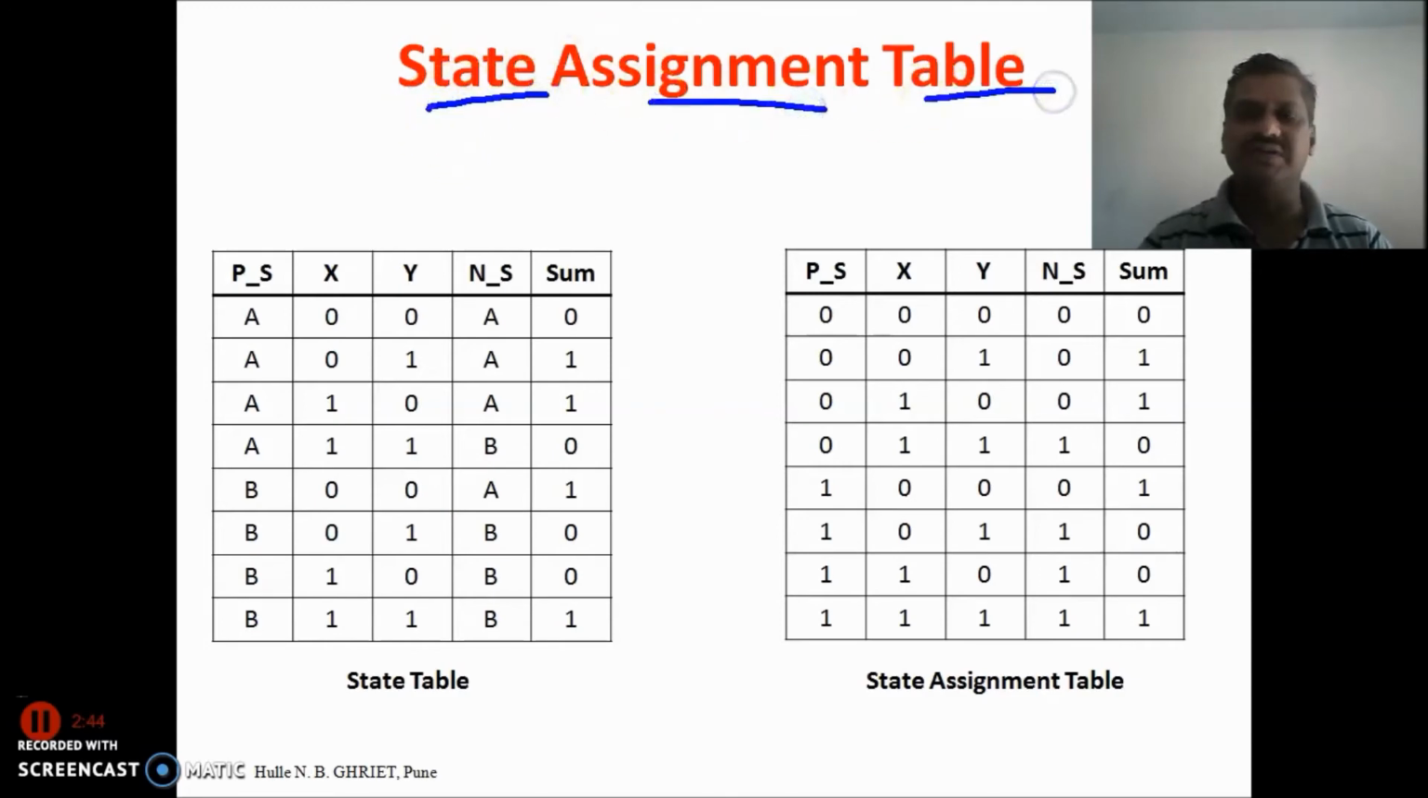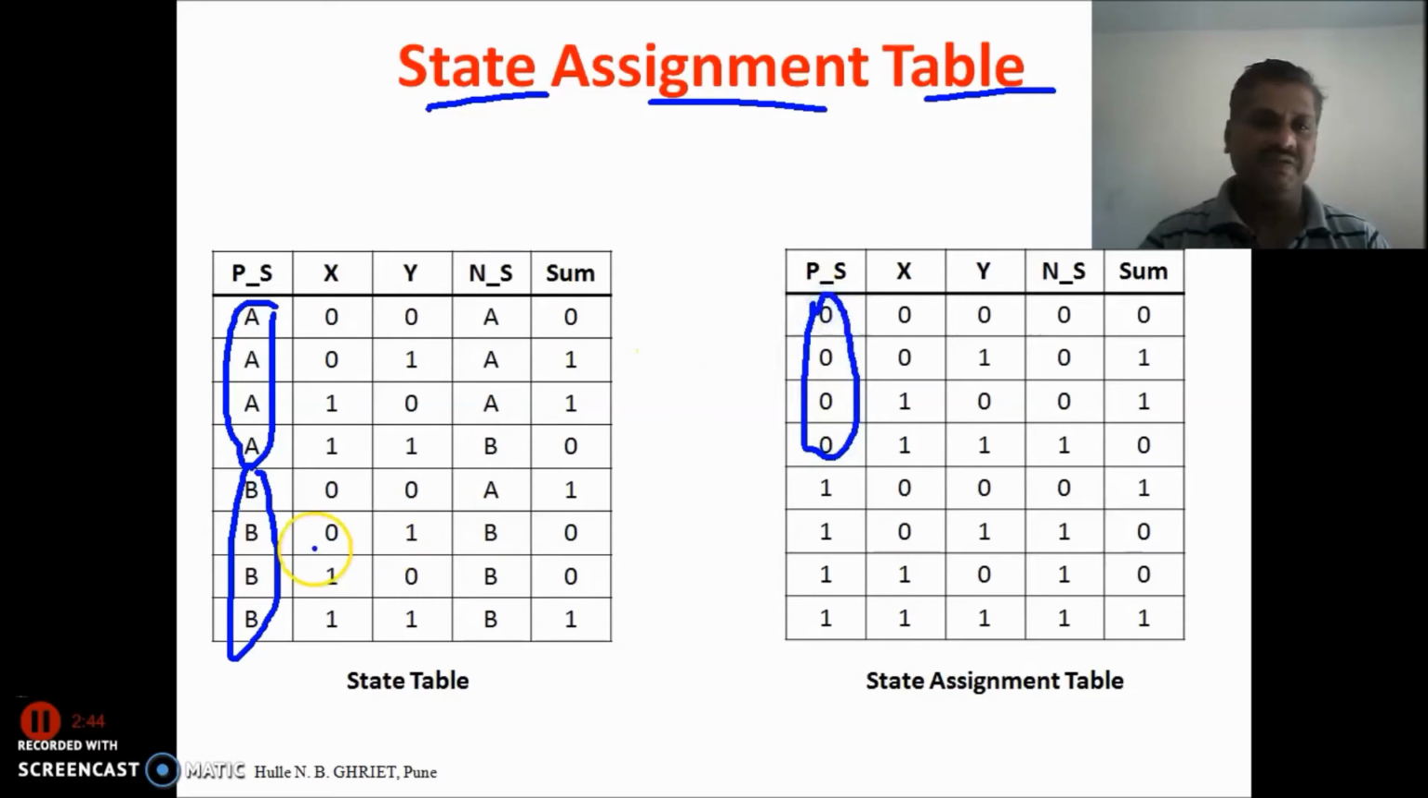Means in this particular case we will assign a binary number to each state. Now here we have two states. One is state A as a present state and another is state B. We can assign one number to A, one number to B. I have assigned A the number 0, and for state B I have assigned the number 1.